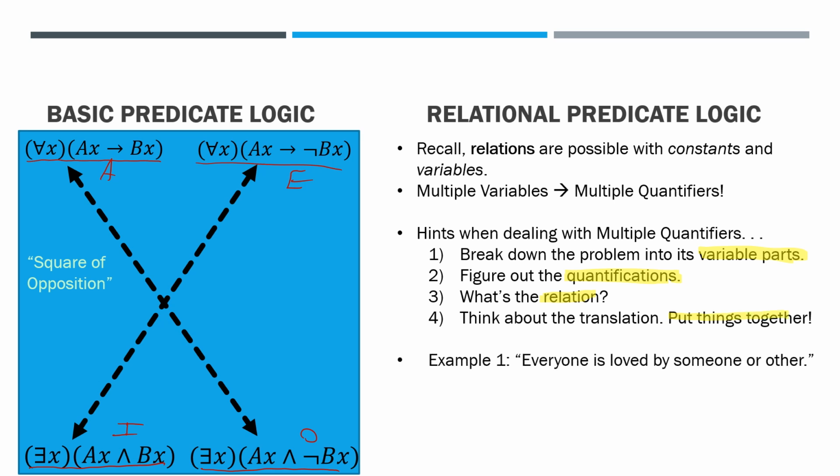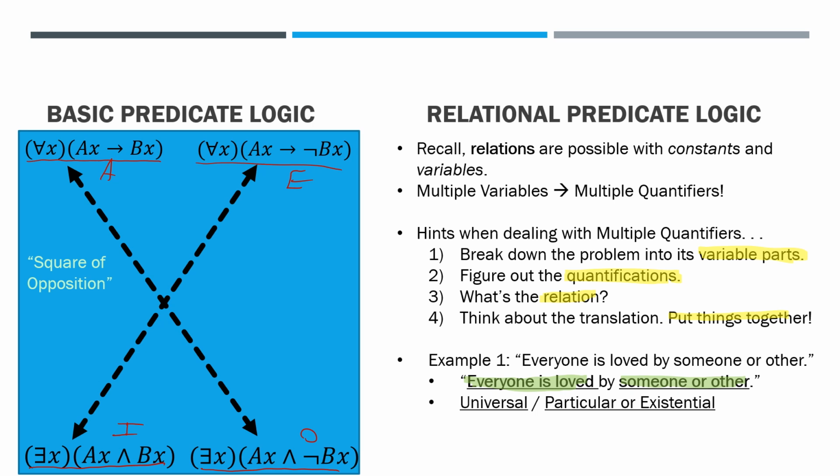So here's an example. And in this example, we're making a simplified assumption, namely that the domain is restricted to people. If we have the proposition, everyone is loved by someone or other, let's first break down the problem into its variable parts. So we have everyone is loved, and we have someone or other. Those are two variable parts.